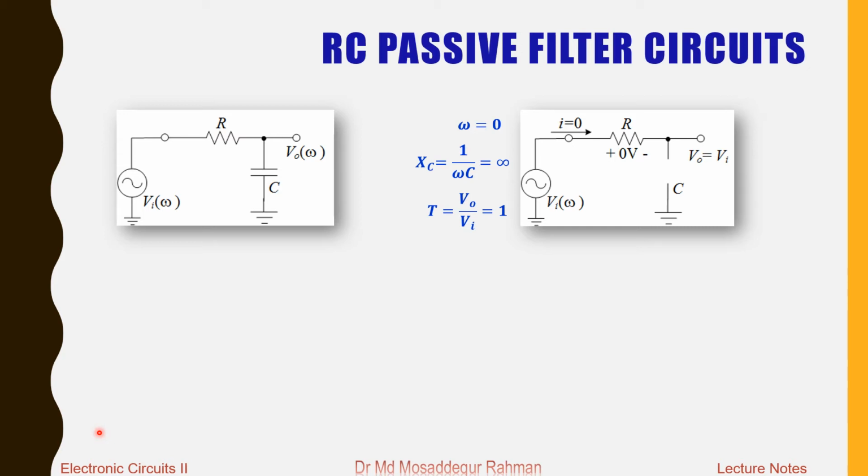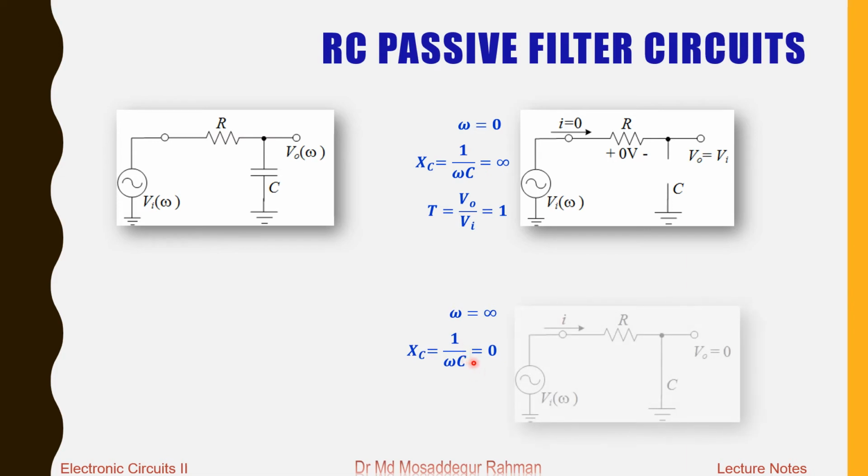Now we need to also examine what happens at high frequency. In this case, we will test at infinite frequency, that is the extreme high. So if frequency is infinite, then reactance 1 over omega C becomes 0, and 0 reactance means short circuit. So the capacitor will behave like a short circuit at very high or infinite frequency. When we have the output terminal shorted to ground, V0 will be 0.